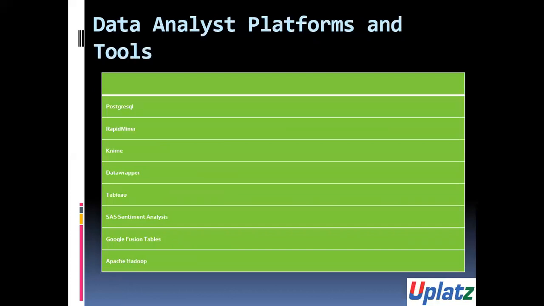Then what are the platforms and tools of data science? So we have PostgreSQL, RapidMiner, KNIME, DataWrapper, Tableau, SAS sentiment analysis, then Google Fusion Tables, then Apache Hadoop. So these tools and platforms are very important for data science.